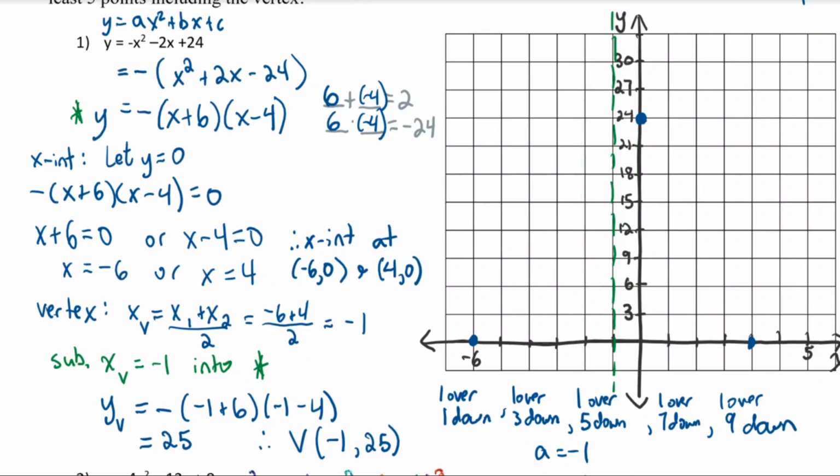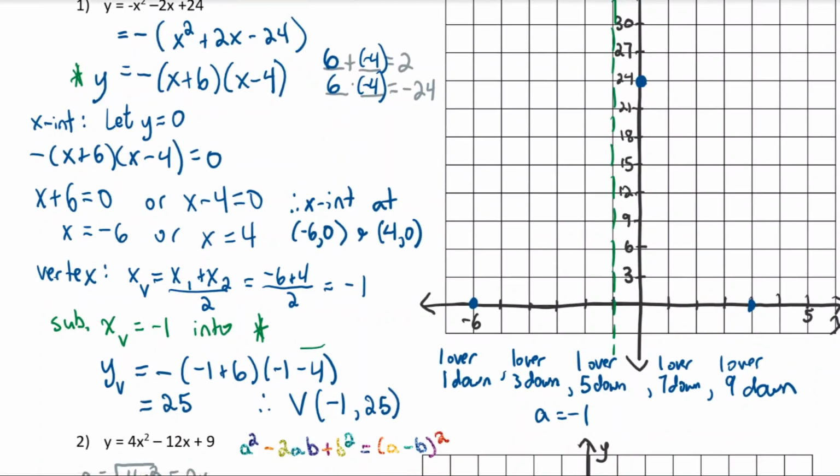I just drew. So let's put this x value of my vertex into my original equation. I could put it into this equation or this equation because they're equivalent to each other. Doesn't matter. So I put the -1 into, in this case, this one. And when I do that, I'm looking at negative of (-1 plus 6), times (-1 minus 4). That turns out to be y of the vertex is going to be 25. So my vertex is (-1, 25). So let's put that into our graph.